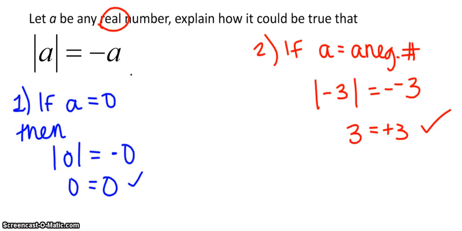Alright, so the two ways that this can be true is first, if A is equal to 0. Well, then the absolute value of 0 is equal to negative 0, and negative 0 is just 0. This is a true statement. The second way is if A is a negative number. So for instance, I picked negative 3. So I'm going to take the absolute value of negative 3, just plugged in for A, is equal to the opposite of A itself. So the opposite of A, which was negative 3, well, negative negative makes a positive, and the absolute value of negative 3 is equal to 3.